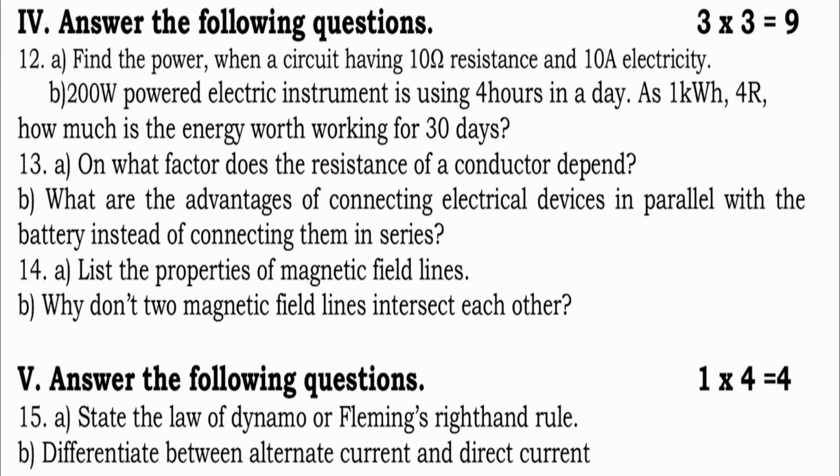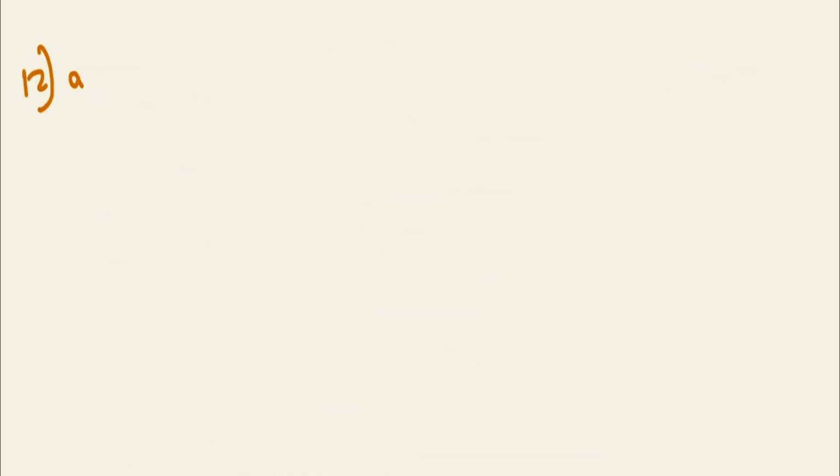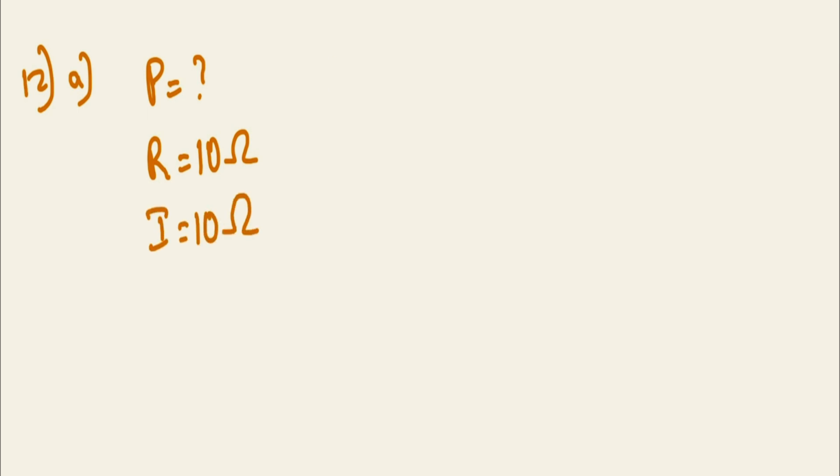Next main, answer the following questions. Question number 12. A. Find the power when a circuit having 10 ohm resistance and 10 ampere current. So they are asking us to find power and given resistance and current. Let's go to next page and solve this. 12a. Power is question mark. They have given resistance R is equals to 10 ohm and current I is equals to 10 ampere. We need to find power.